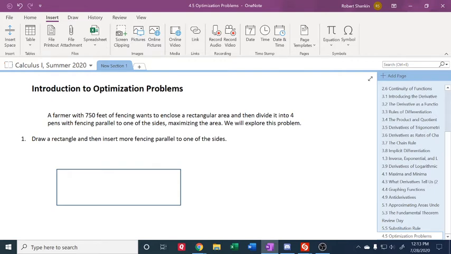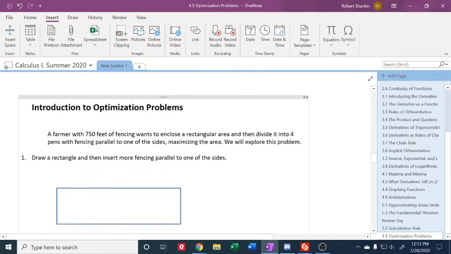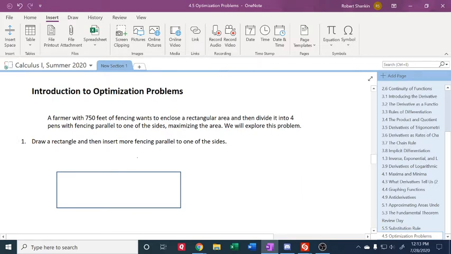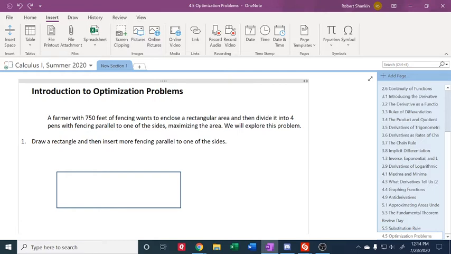So, let me ask group 3. How do I draw insert fencing parallel to one of the sides? How did you do it? Well, wouldn't you divide the rectangle into 4 equal pieces? Kind of like this? 4 equal pieces? No, because it says parallel to one of the sides. So it would have to be either horizontal or vertical. Which one did you do? Well, I tried doing it horizontally and that's not enough area. I guess it didn't matter, but I did it vertically because it looks bigger.